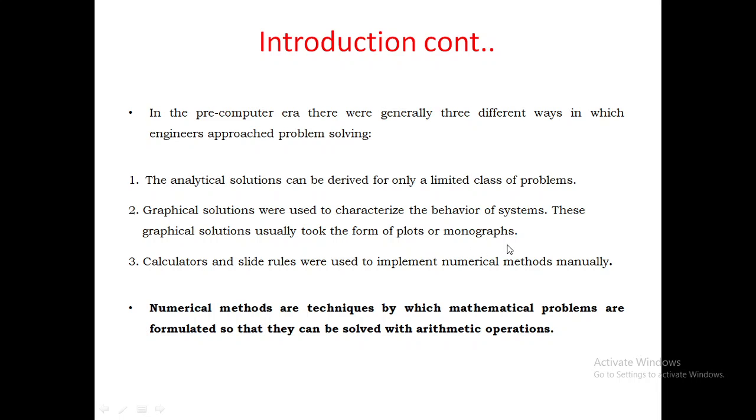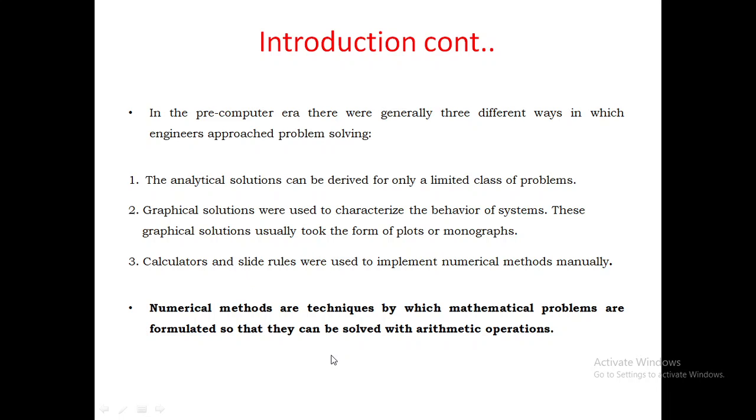Whenever we want to plot the graph, then we are using the graphical solution, or we represent that data with the help of a graphical solution. Next, with the help of different calculators and slide rules, the numerical methods were implemented manually. In these three different ways you can solve the given numericals or problems.